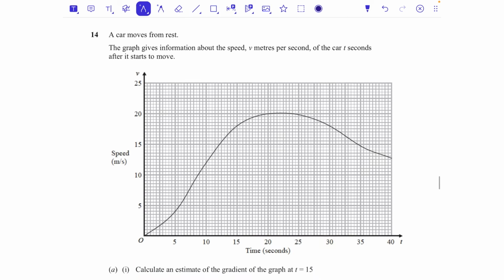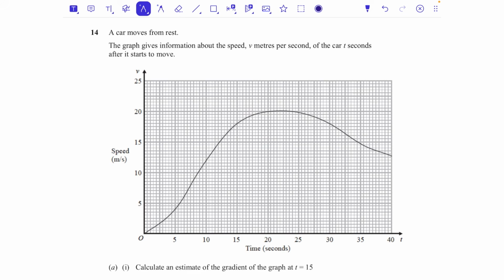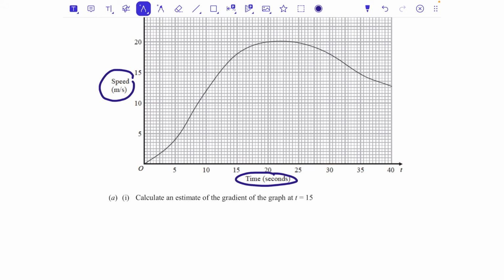Question number 14, a car moves from rest. The graph gives information about the speed. So we've got speed on the y-axis here and time on the x-axis. Calculate an estimate of the gradient of the graph when time is 15.